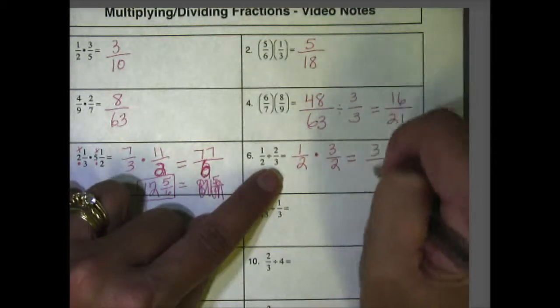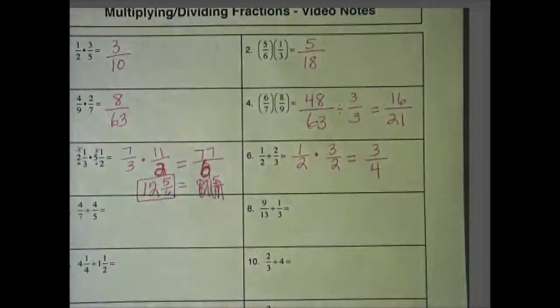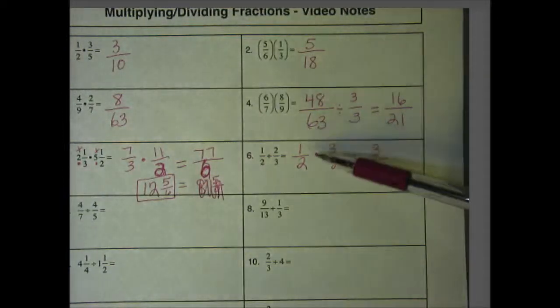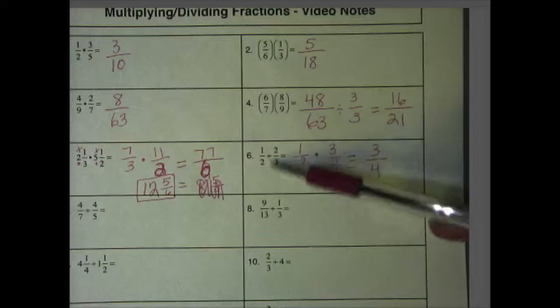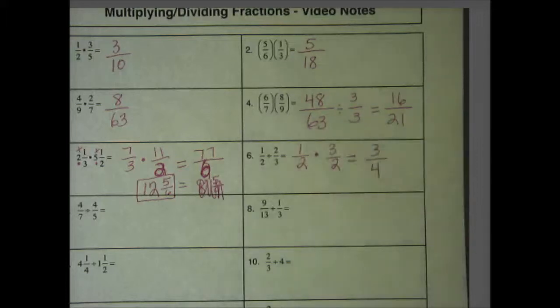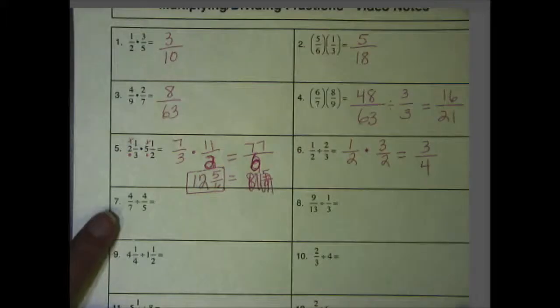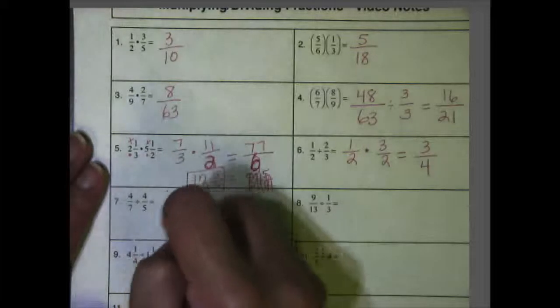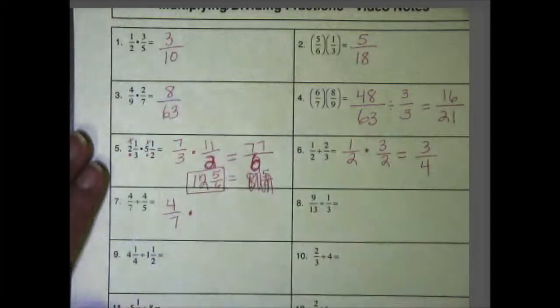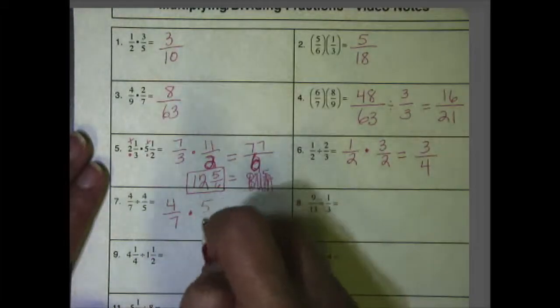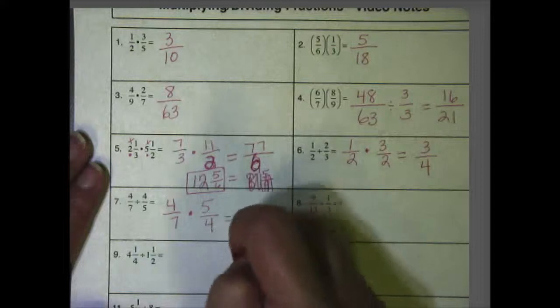1 times 3 is 3. 2 times 2 is 4. So really, division is a multiplication problem, and the only thing you change is the division to multiplication and the second fraction to its reciprocal. Let's take a look at number 7. So the first one stays the same. Change to multiplication. Change 4/5 to 5/4 or its reciprocal.